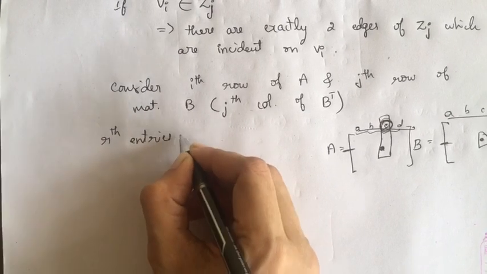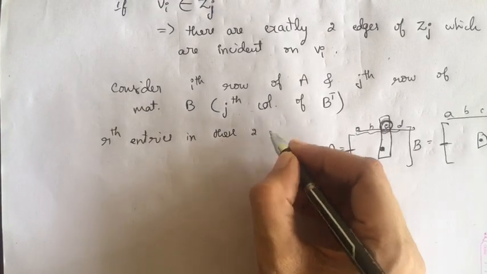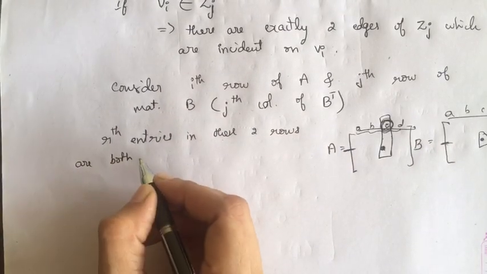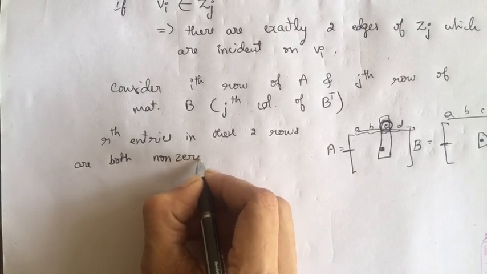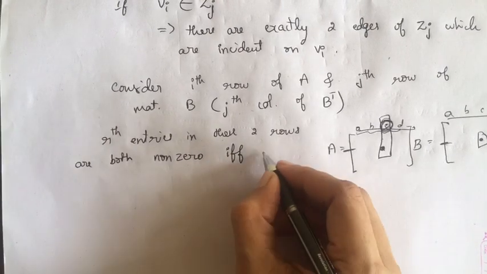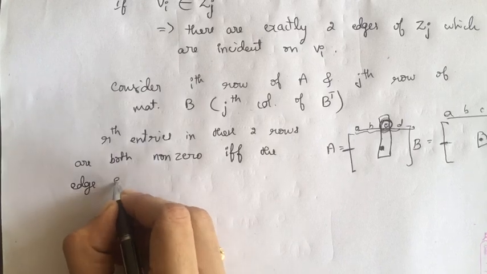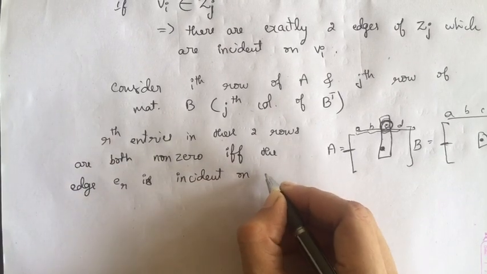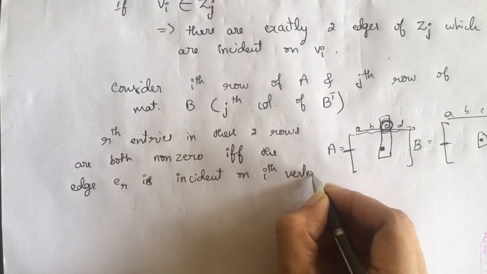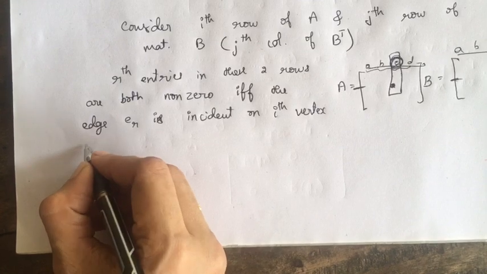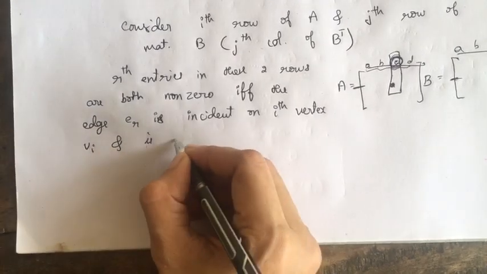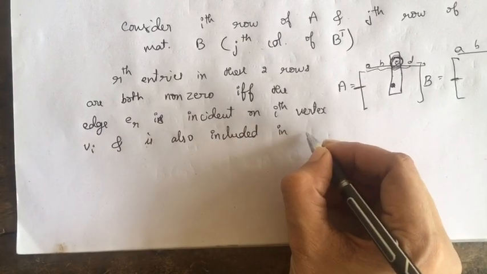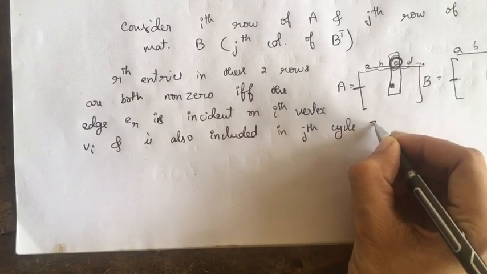So I can say that the rth entries in these two rows are both non-zero if and only if the edge Er is incident on the ith vertex Vi, and is also included in the jth cycle Zj.